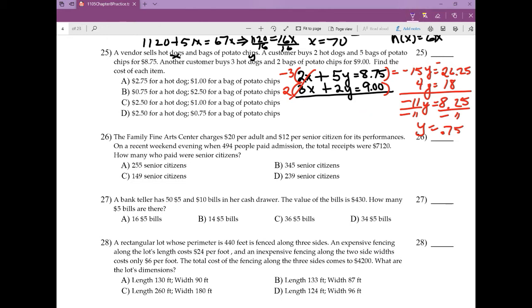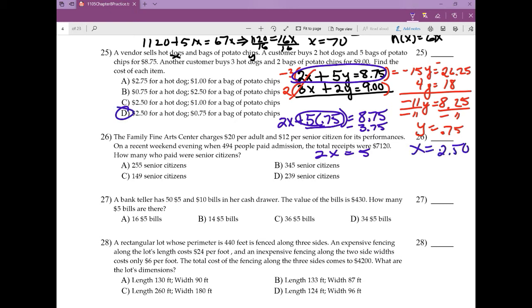Alright. So we're going to have 2x, I'm going to use this equation, and we're going to have 2 times x plus 5 times 0.75 equal to 8.75. Alright, and this gives me 3.75 for this piece here, which I'm going to subtract here. So that leaves me basically 2x is equal to 5, and so x is equal to 2.50 or $2.50. So that should be answer choice D.